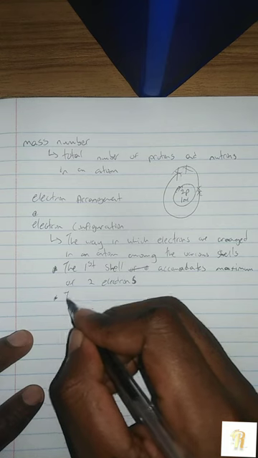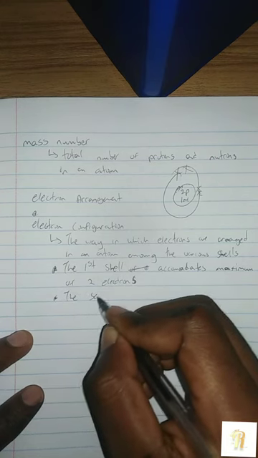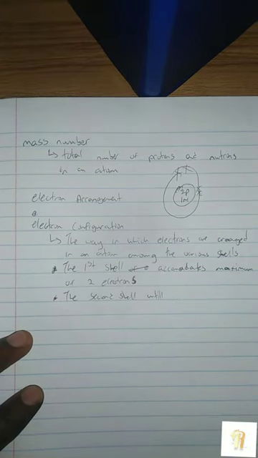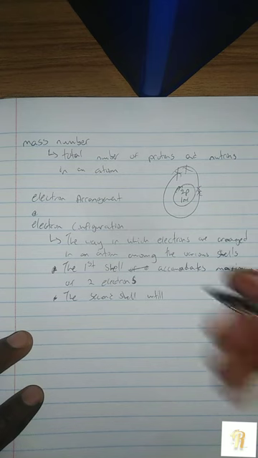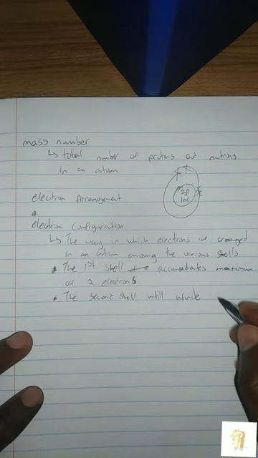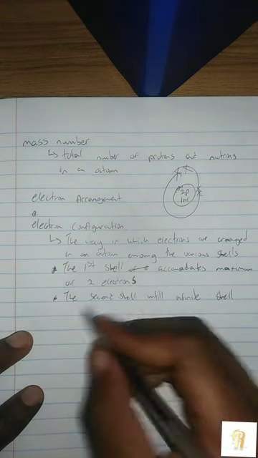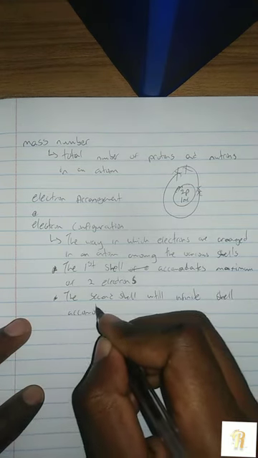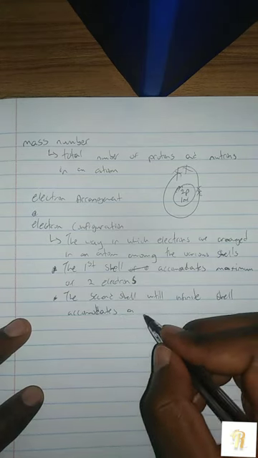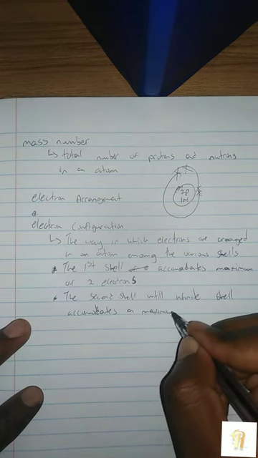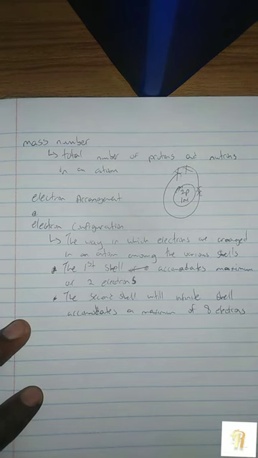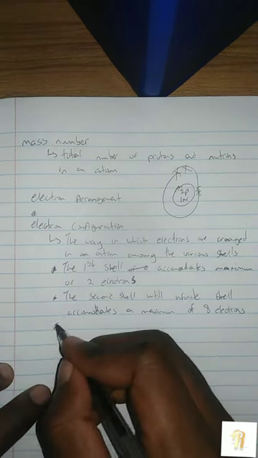What about the second one? The second shell, let's just say up to infinity. The second shell until the infinite shell accommodates a maximum of 8 electrons. So please note this.